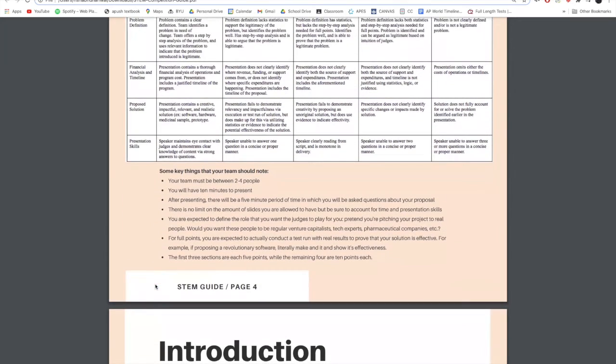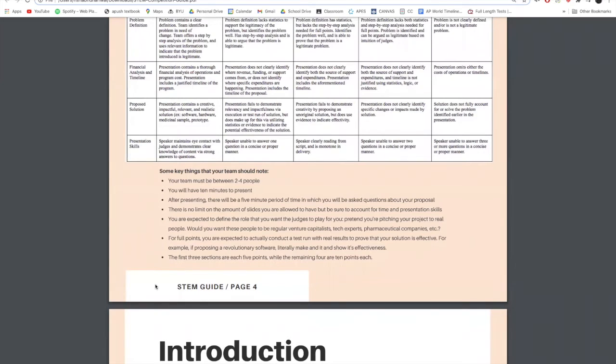Remember, your team must be between 2 to 4 people. You have 10 minutes to present, and after the presenting time, there will be 5 minutes where you will be asked questions, and you must be ready with responses. You're expected to find an exact role that you want the judges to play for you. Pretend you're pitching your project to real people. These could be venture capitalists, tech experts.